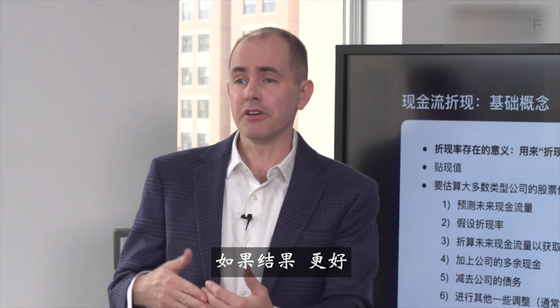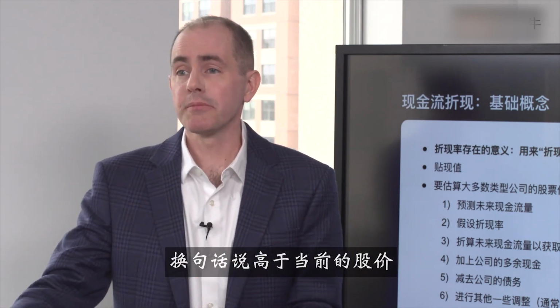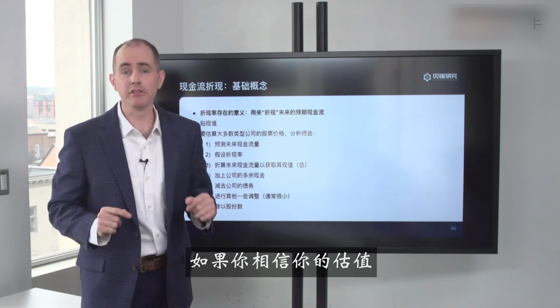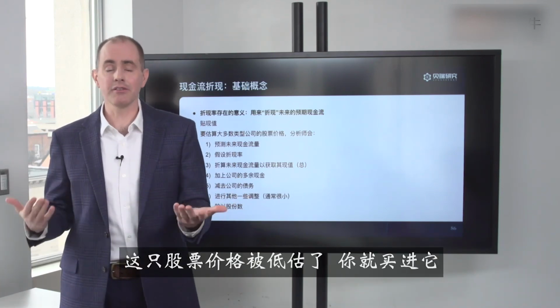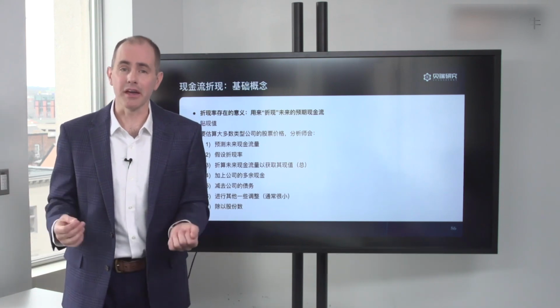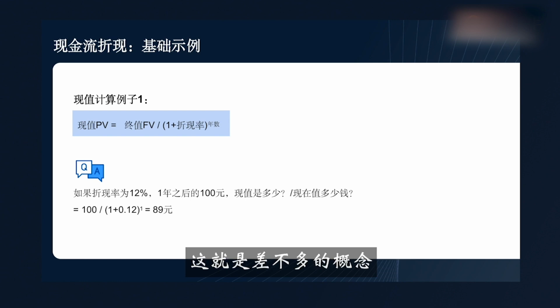And if that result is, let's say, meaningfully above the current stock price, you would decide, if you believed in your valuation, that the stock is underpriced and you would buy it. As simple as that. All right, let's get to the first formula. Now, remember that 120 versus 100. This is kind of the same idea.